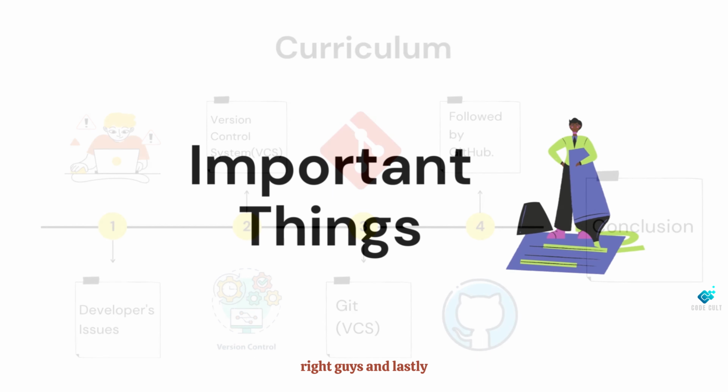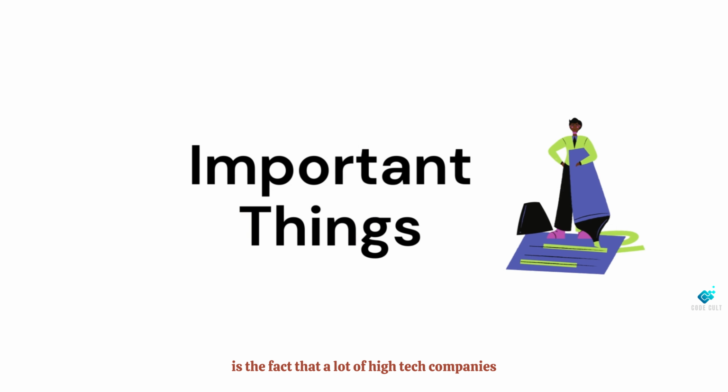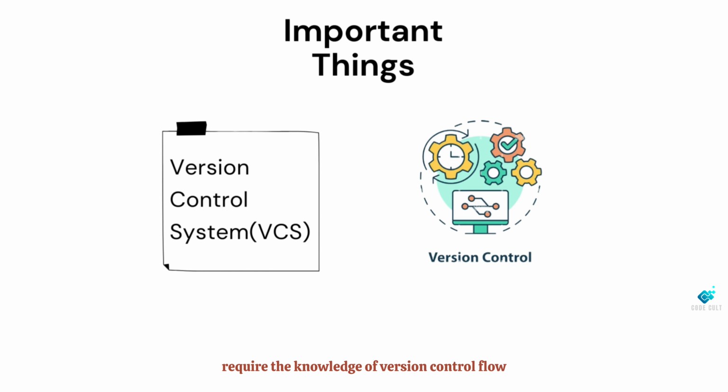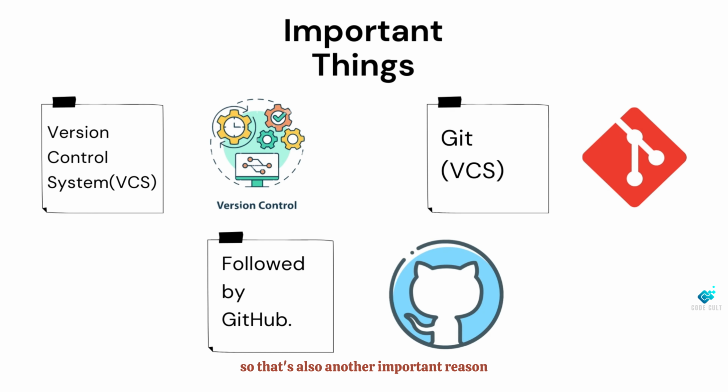And lastly, one thing that I want to mention is the fact that a lot of high-tech companies require the knowledge of version control flow, and basically a lot of them even use Git and GitHub. So that's also another important reason why you should do your best to succeed in this course. So Git and GitHub, I hope you are ready because here we go.